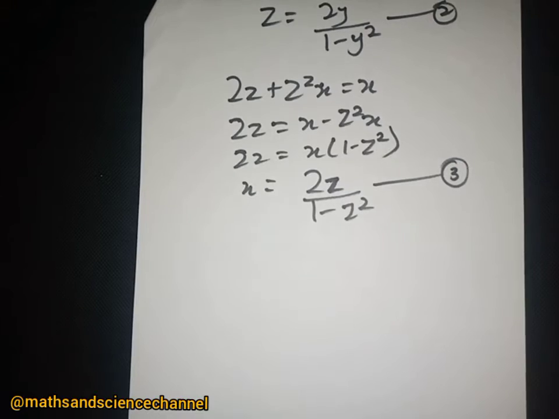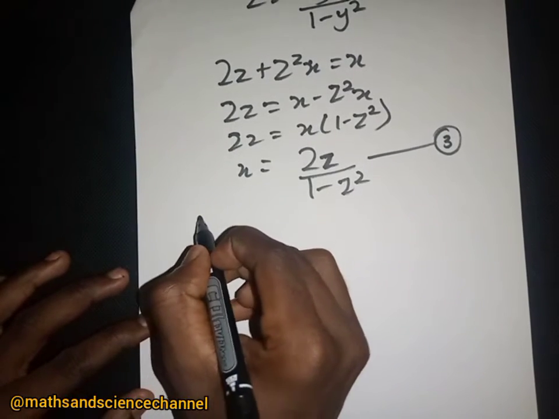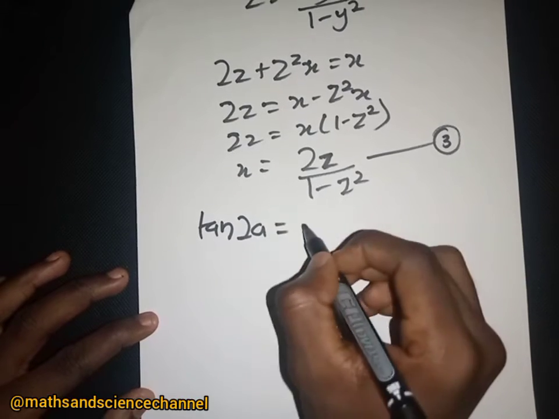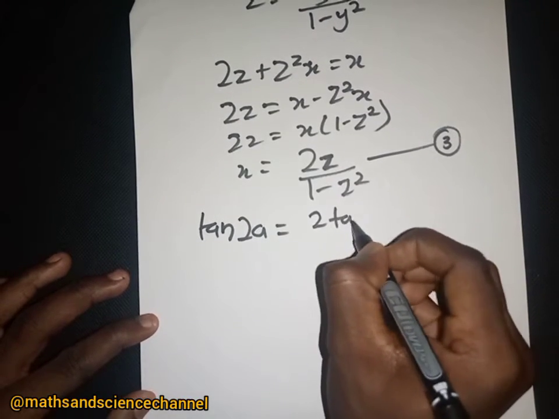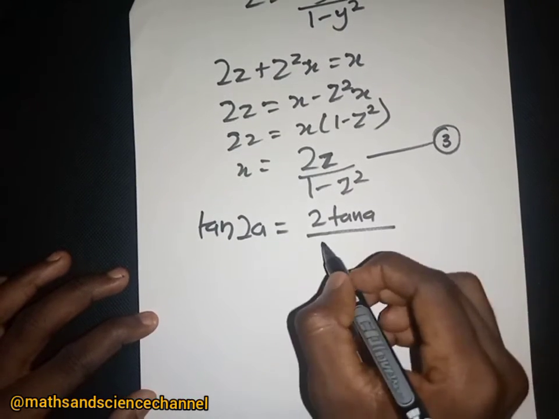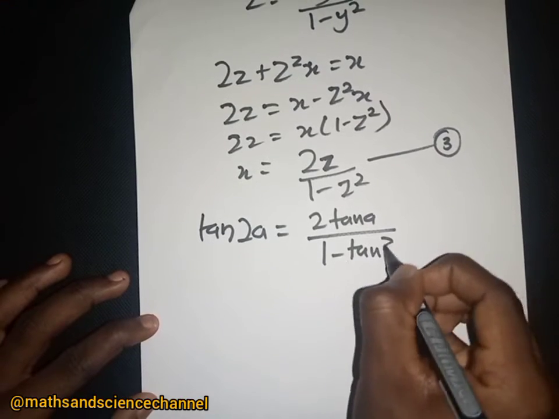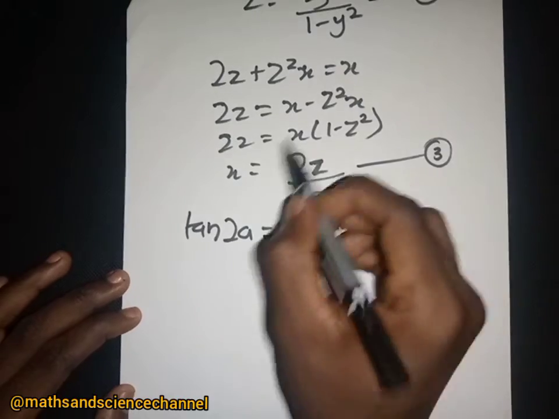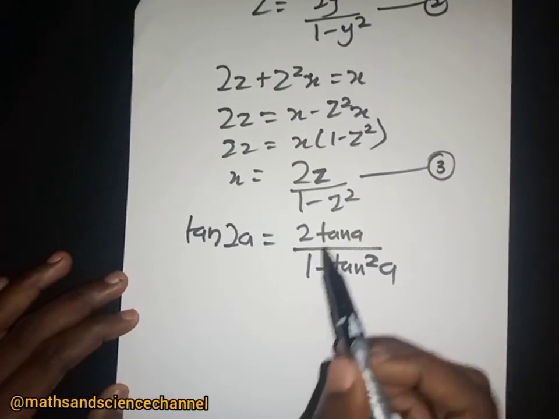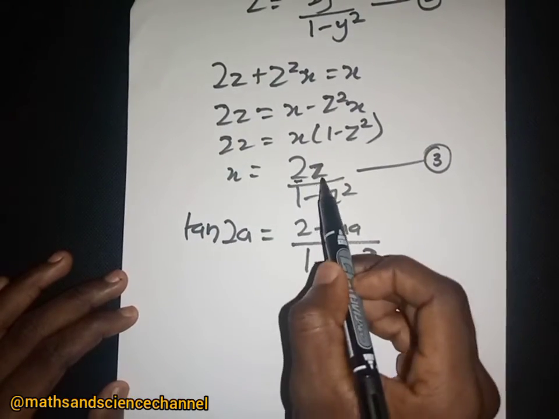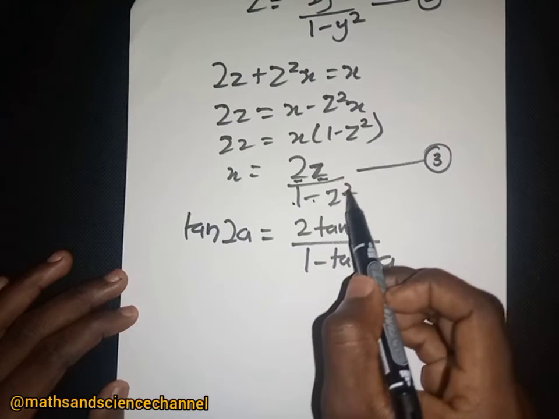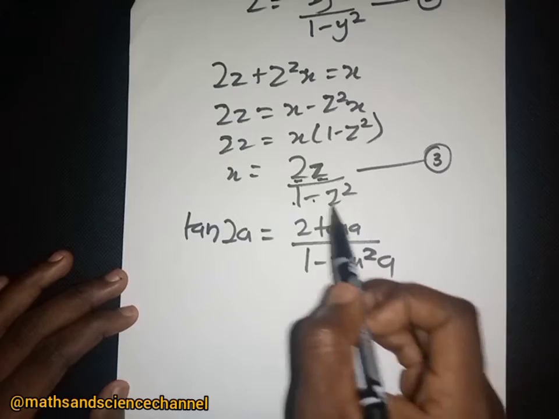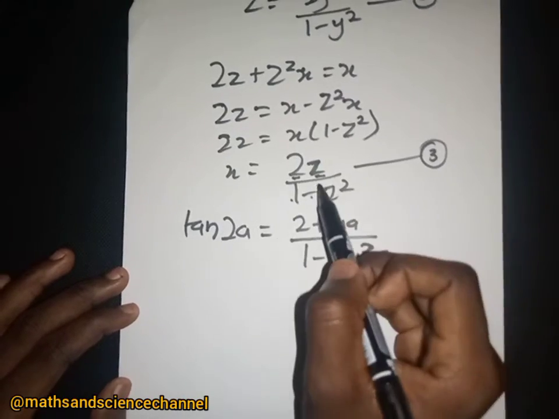So that you realize that in trig, when you have, let's say, tan 2a, then tan 2a is just 2 tan a divided by 1 minus tan squared a. Now what does this mean? Now if you look at this value in each of the cases, you realize that we have 2z over 1 minus z squared, then we have 2x and the rest. So it's equivalent to this, right?